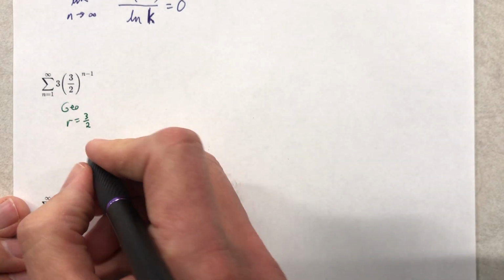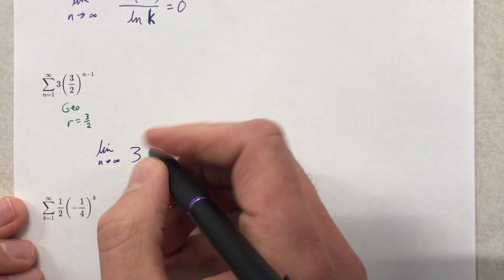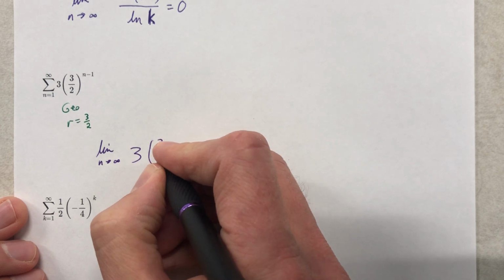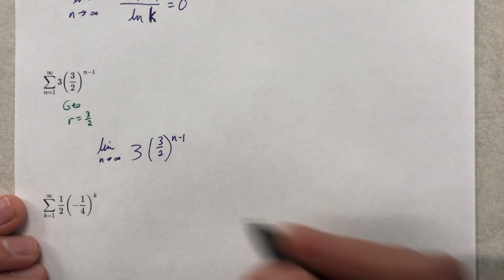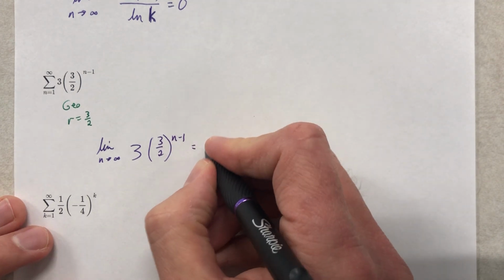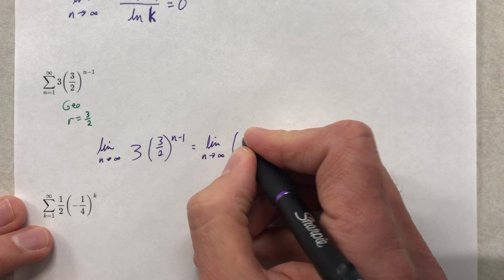So let's do this. The limit as n approaches infinity. This is a fun one because you can rearrange a few things. It may not be obvious what to do with this infinity, but let's just keep manipulating some stuff. This is the limit as n approaches infinity of 3.